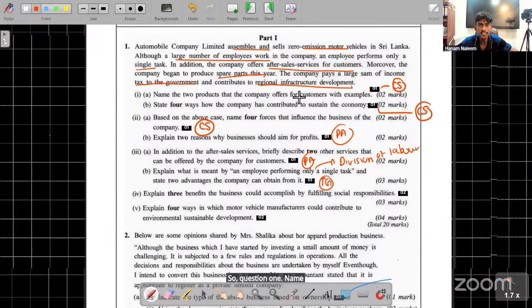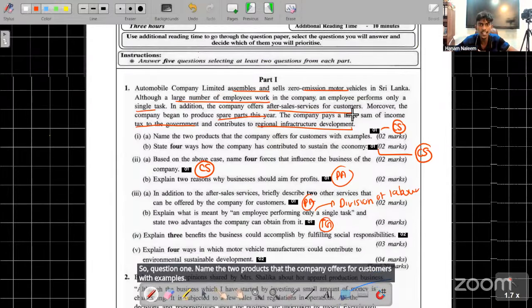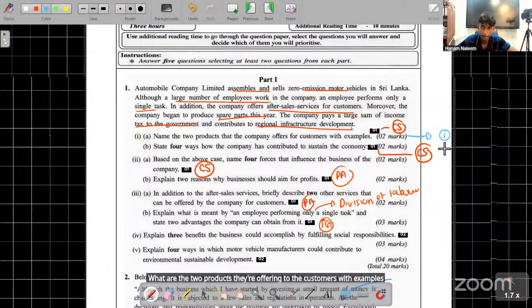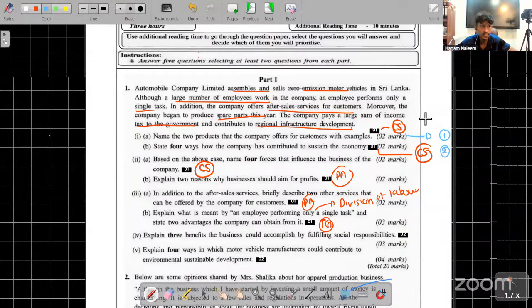So question 1. Name the two products that the company offers for customers with examples. So can I know what are the two products they are offering to the customers with examples? They're asking you the products there. Hana, what are the two products?